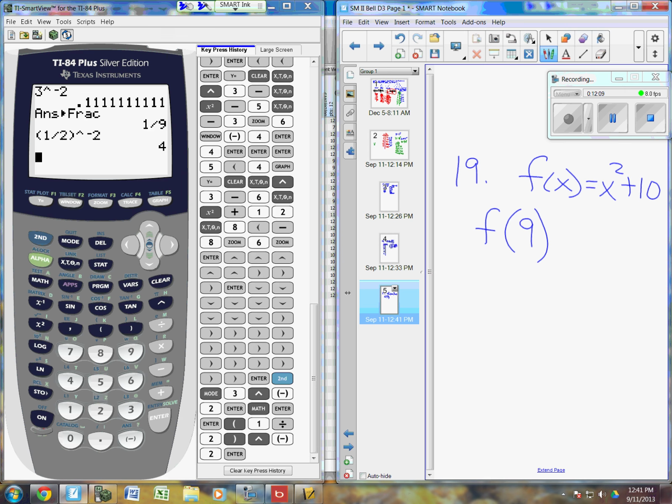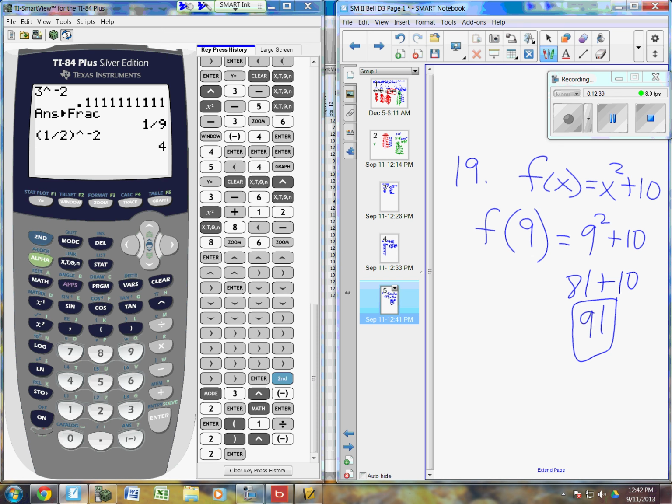Okay, what do I do? Good. Put a 9 in for x. 9 squared plus 10. What's 9 squared? 81. Plus 10 makes 91. So my answer is 91, right? Okay, now, is this the same stuff we were doing on the first page? Oh, yeah. It is. It's plugging in numbers into a function, right?